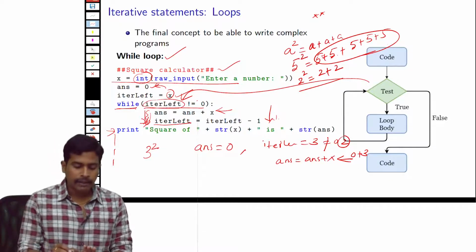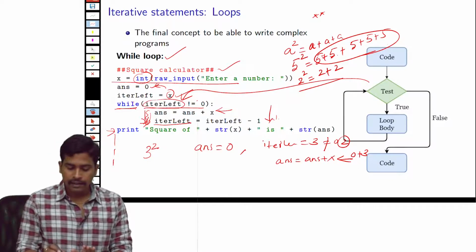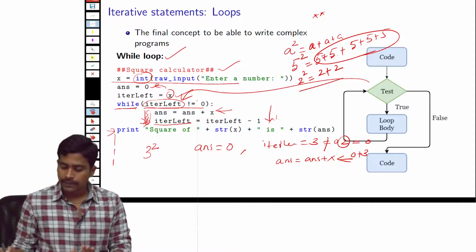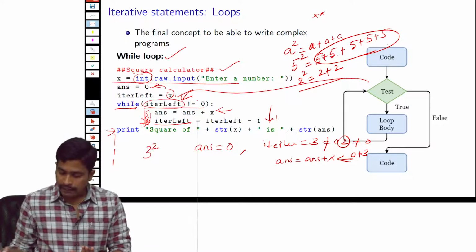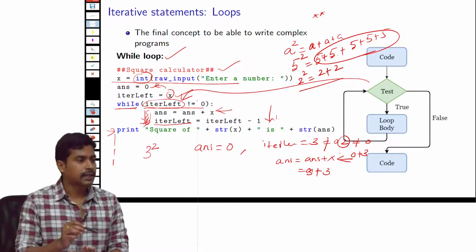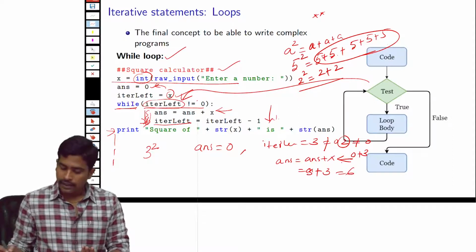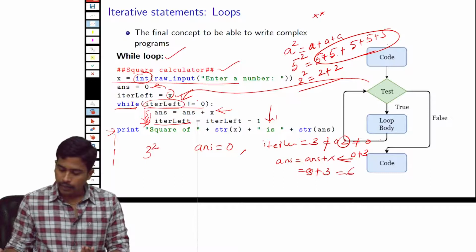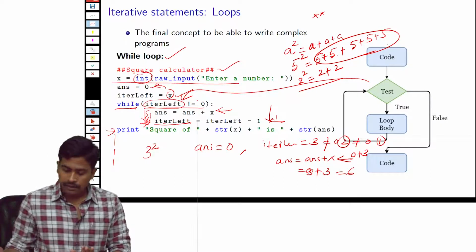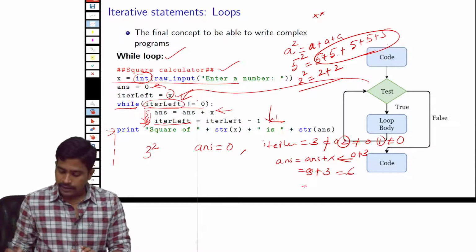So again we come back to the while loop and we check if this value is equal to 0 or not. Since 2 is not equal to 0, it again comes back into the while loop. Again we add the answer, 3 plus 3, because earlier answer was 3. So now it becomes 6 and we are decrementing the value to 1 using this statement. Again we go back to the condition, we check 1 is not equal to 0, we again go back in the while loop, and this time we add 6 plus 3, which is 9, and we decrement the value.